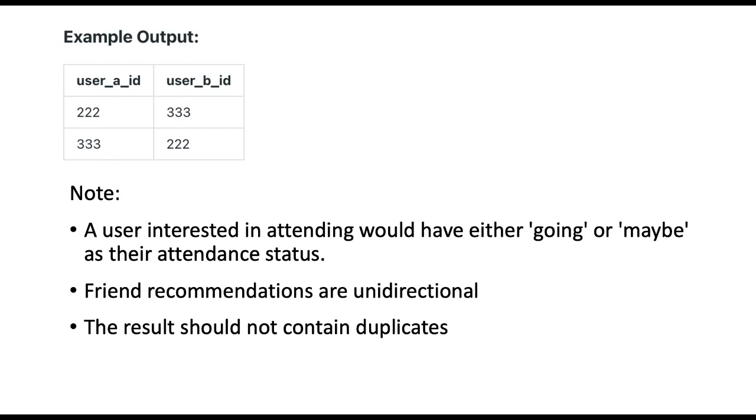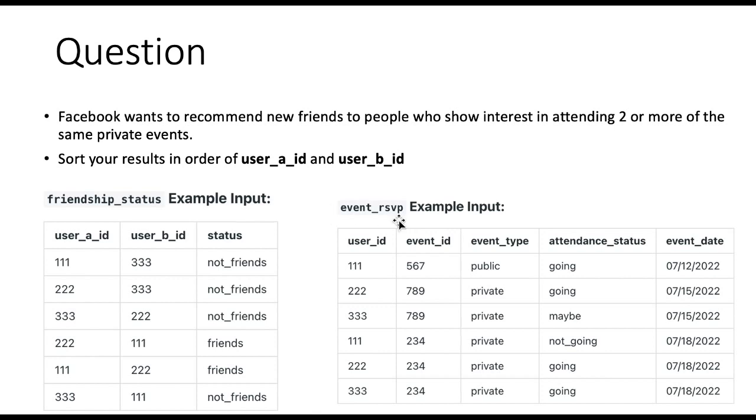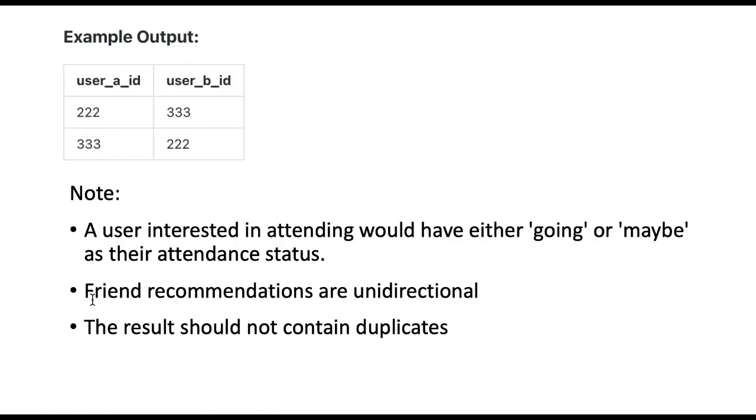We are also given a note section. The first note is a user interested in attending would be either going or maybe in the attendance status. If you see the event RSVP table, the attendance status should be either going or maybe. If that is the case, the user is interested. The friend recommendations are unidirectional. That means that 222 should be recommended to 333 and 333 should also be recommended to 222. And the last note is the result should not contain any duplicates. Hope the question is clear.